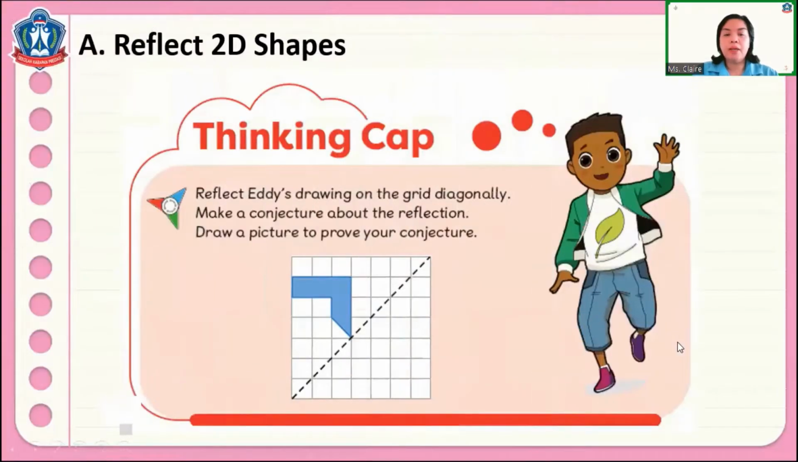Okay, I have here a drawing. This is Eddie's drawing. We are going to reflect this in a diagonal position. As you can see, children, there is a dotted line. This is what we call a line of symmetry, or the reflection line, or the mirror line. So how are we going to draw the reflection of this blue picture? Okay, this is how to do reflection, children.